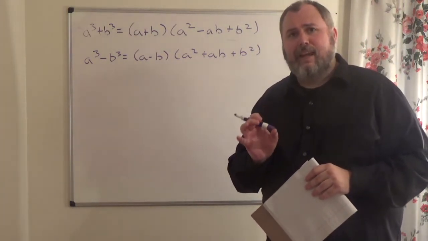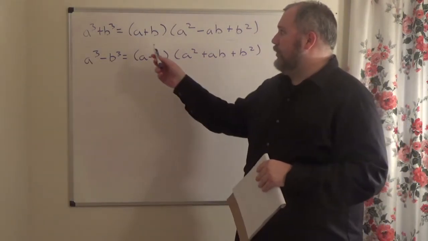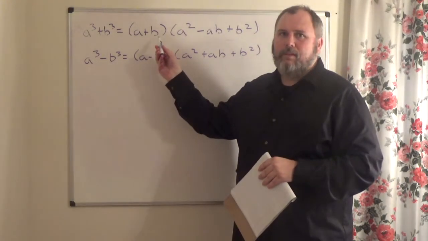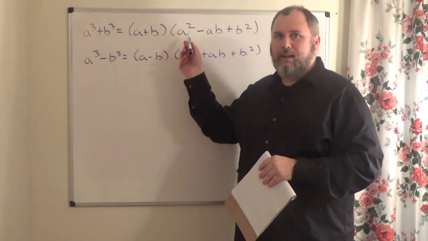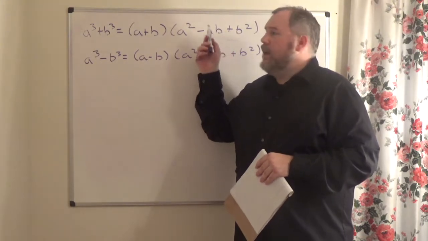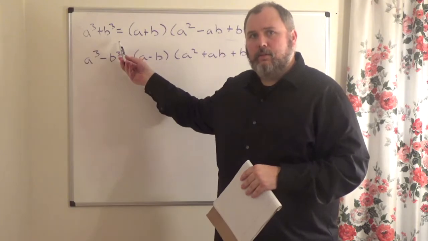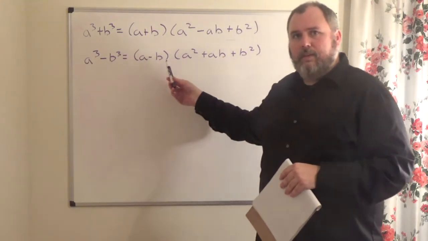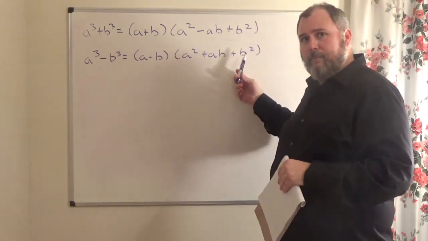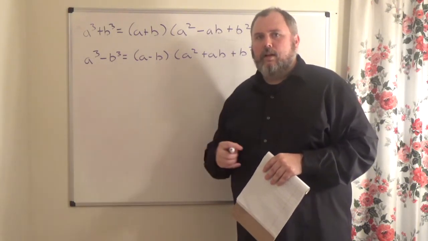And they can get slightly confusing if you're not careful. So if you happen to come across this basic format where we have a plus b being multiplied by a squared minus ab plus b squared, when you multiply it, you're going to end up just getting a cubed plus b cubed. And it's the same concept with this. If you see this type of format, you're going to end up getting a cubed minus b cubed.